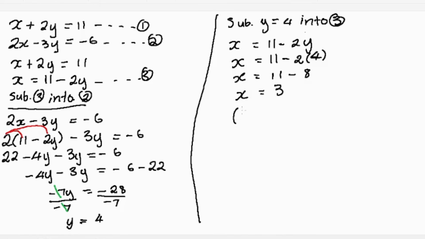So if they say they want the answer in coordinate form, you are going to say 3, since this is our x coordinate, 3 and 4.